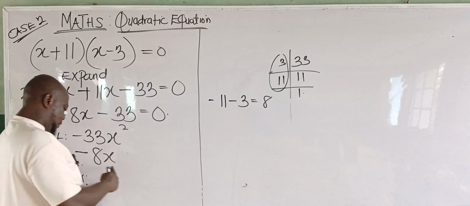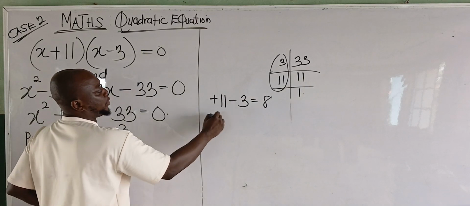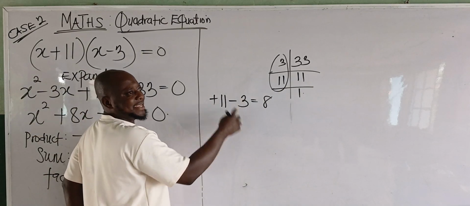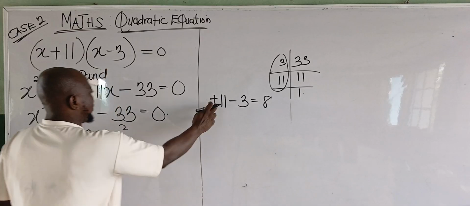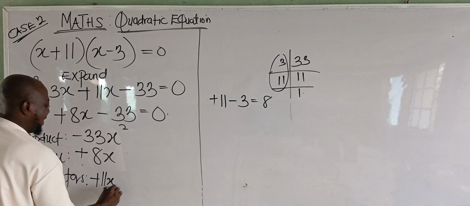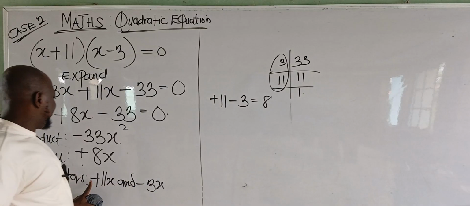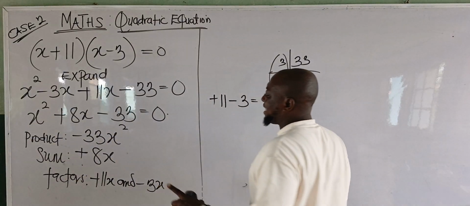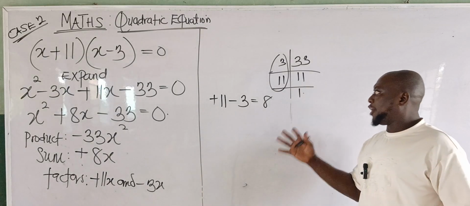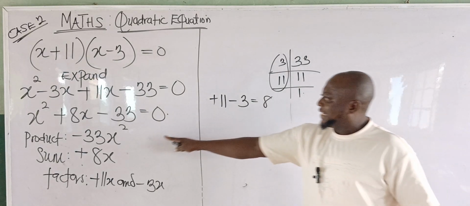But for this case now, this one is plus, so the big number here will be carrying the plus, while the smaller number carries the minus. So what is that telling us? Here, we have this as our plus 11x and minus 3x, meaning that if you multiply 11x times minus 3x, we are going to have minus 33. So you can see that this is correct now.